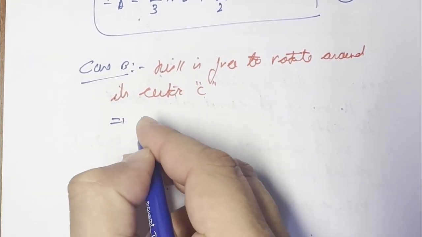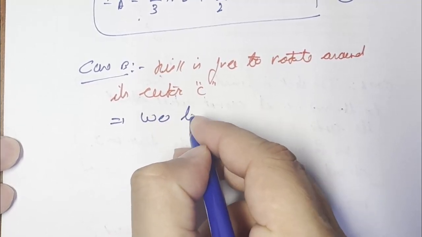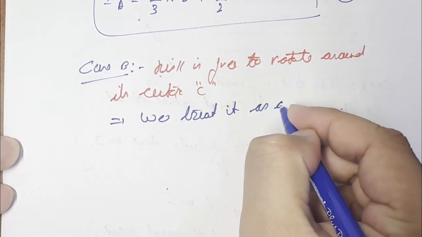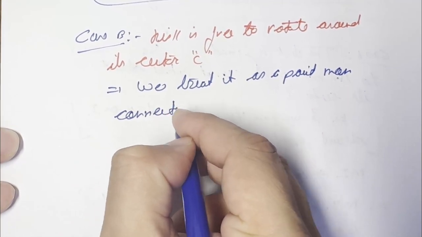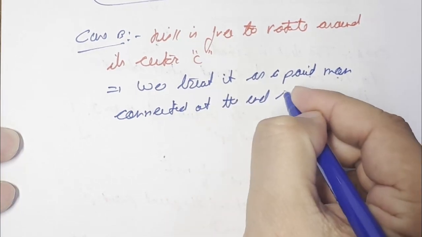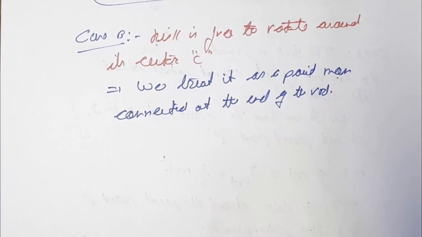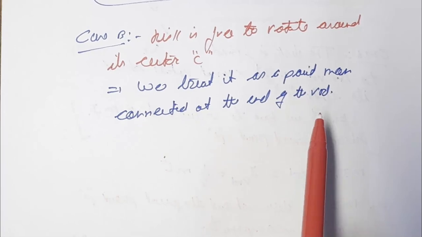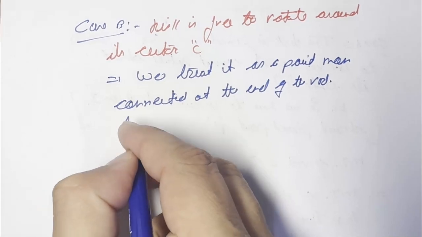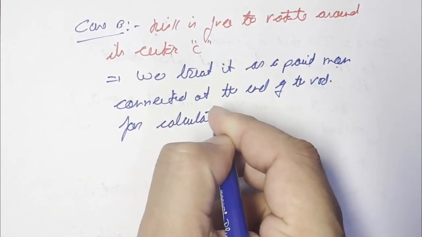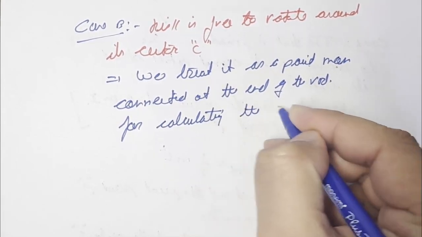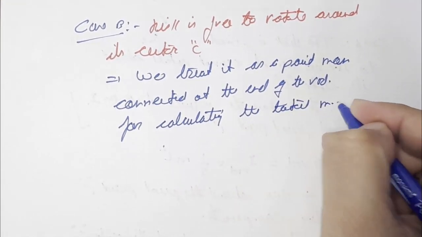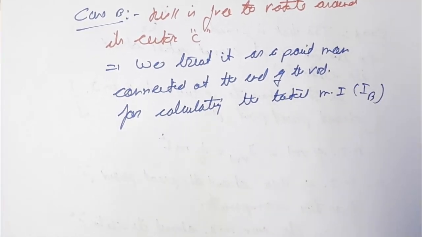Therefore we treat it as a point mass connected at the end of the rod, and we are going to treat it as a point mass connected to the end of the rod for calculating the system total moment of inertia, which we are going to call IB, around the pivot point.